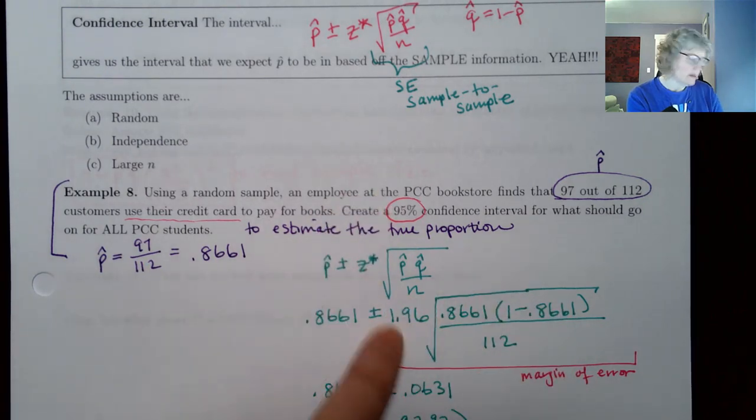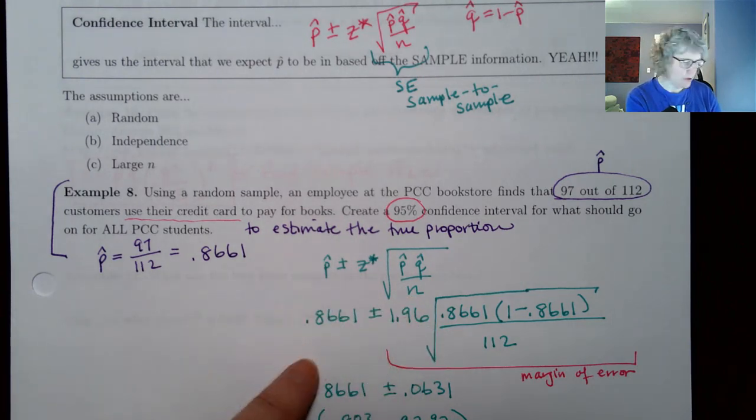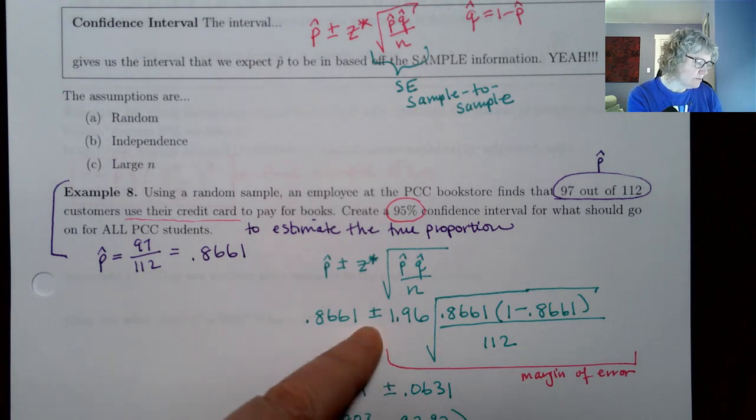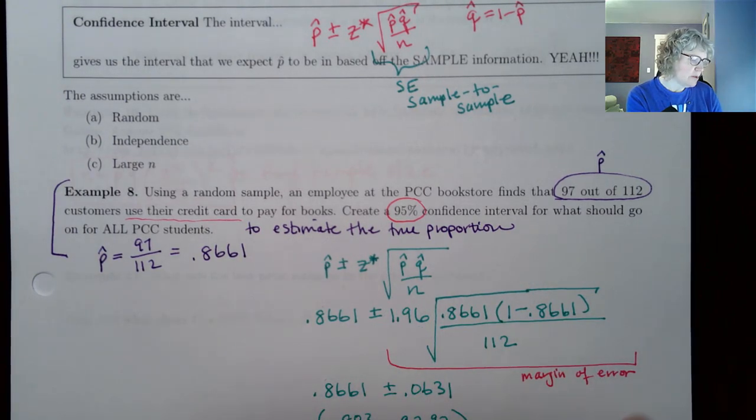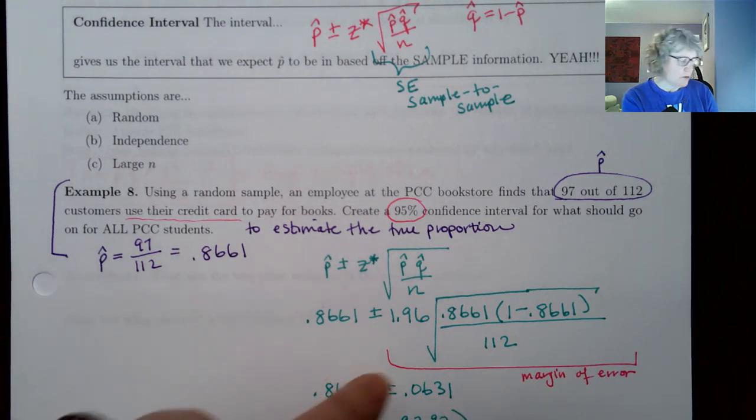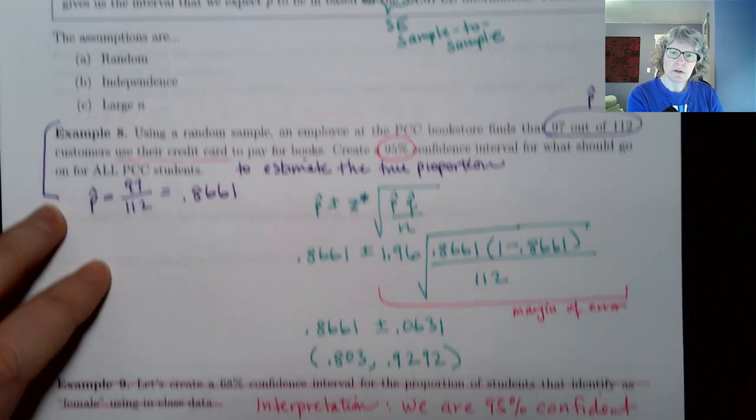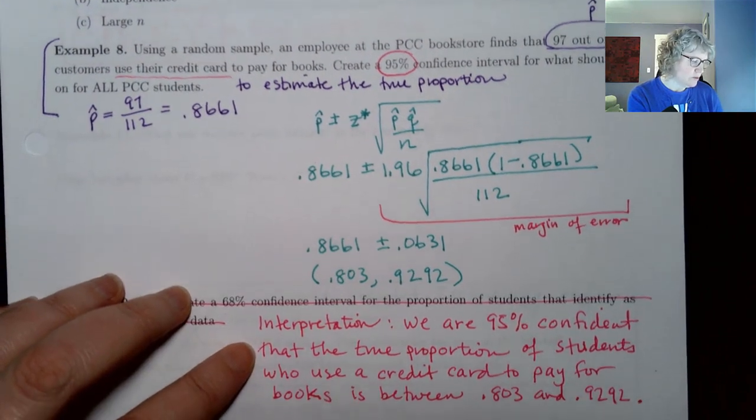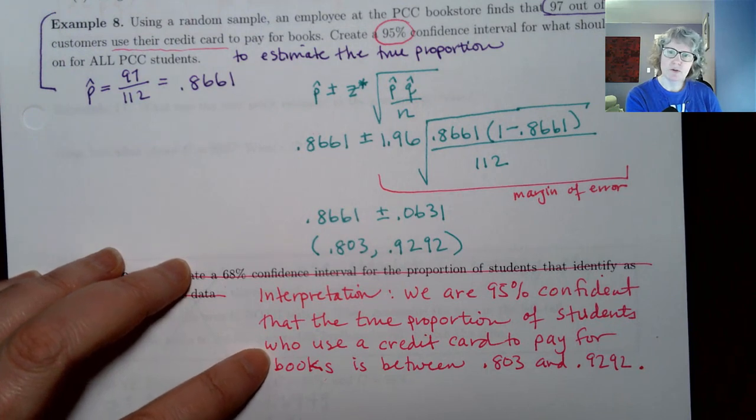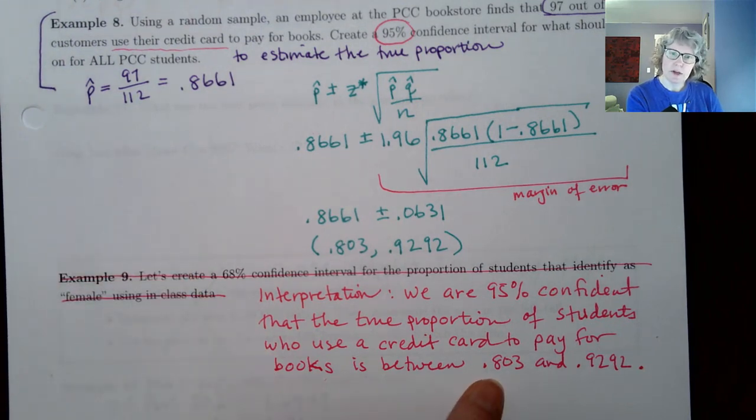For 95%, it's 1.96 standard errors, and I'll show you how we got that number and other ones for different levels. We calculate what's after the plus or minus, because that whole part is the margin of error. And then we can subtract and add that to get our confidence interval. So our interpretation is we're 95% confident that the true proportion of students who use a credit card to pay for books is between 0.803 and 0.9292.